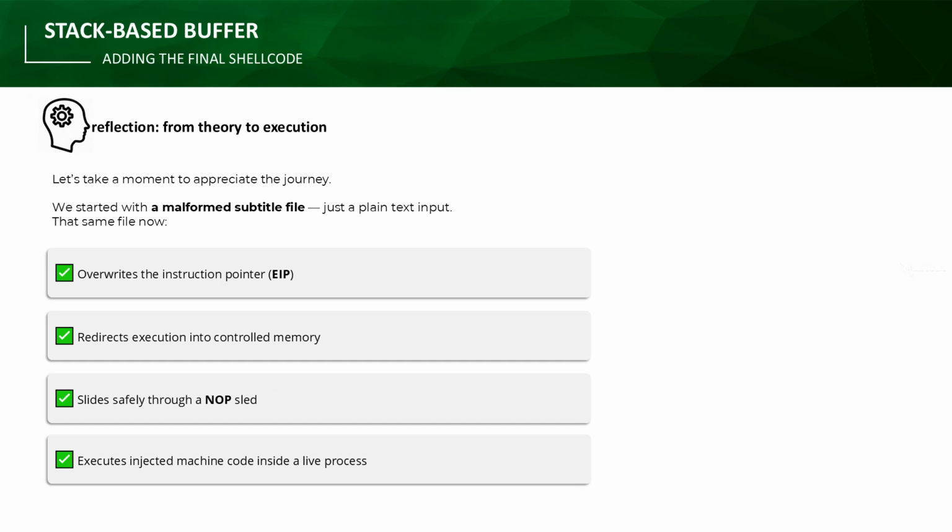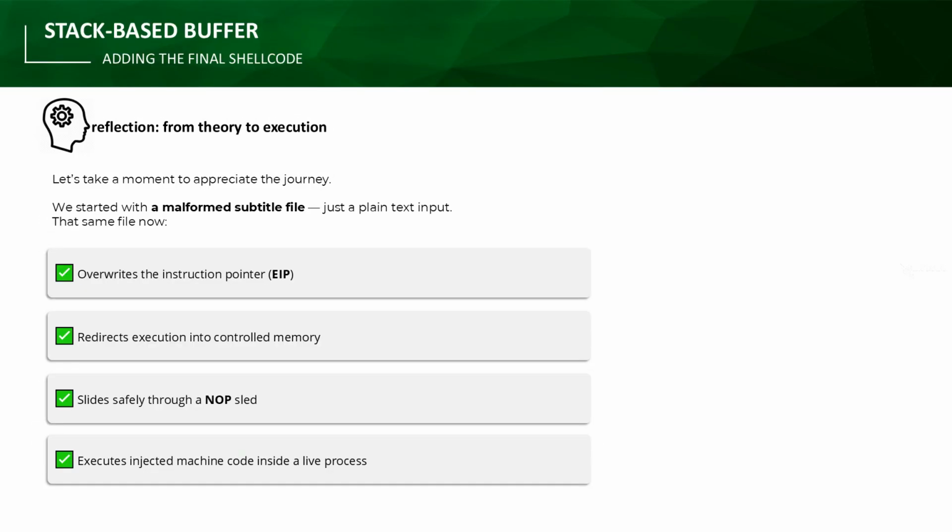Let's take a moment to appreciate what we've done. We began with a malformed subtitle file, a simple sequence of characters in a text file. And now, that same file has overwritten the instruction pointer, redirected execution into controlled memory, slid safely through a NOP sled, and successfully executed machine code inside a live process. This is exploitation in its purest form, turning a programming flaw into a point of control.